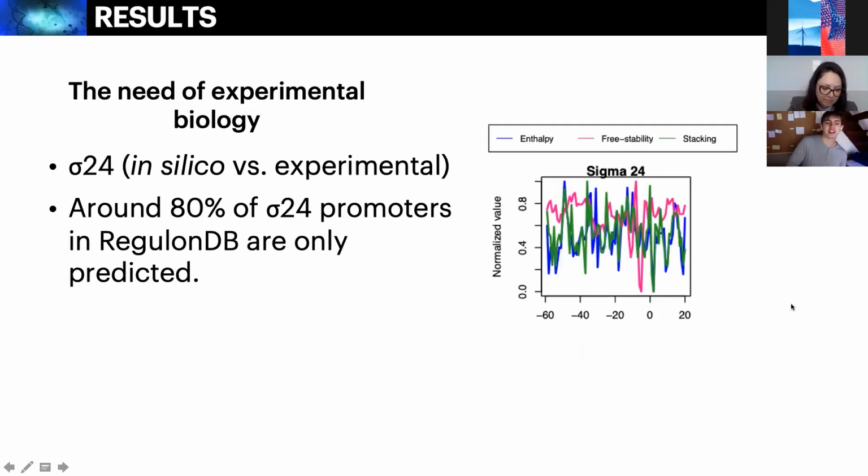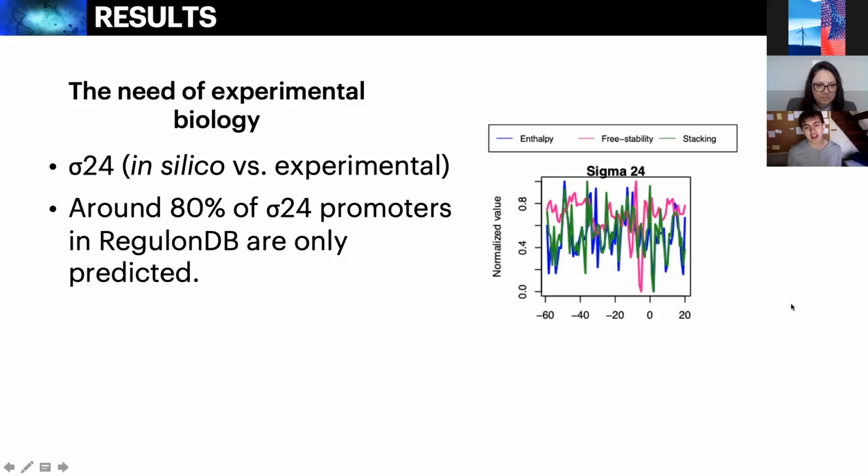When we first start exploring our results, this is when we get the sigma 24 promoter sequences, which, according to this image that we have here, is not showing good patterns to us. As we can see, each one of the lines is representing one of the selected parameters, but as a human eye gazes upon this image, there is not much information that we can extract.